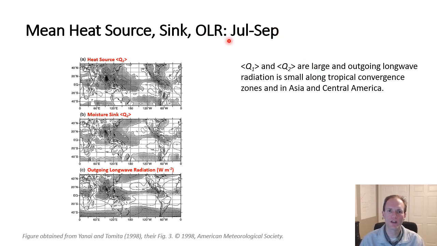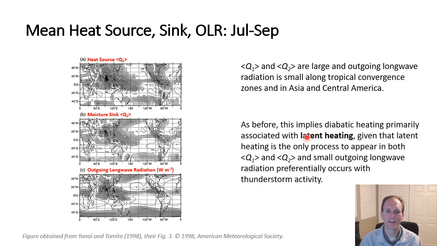Likewise, if we go to northern hemisphere summer, July through September, we see again with the Indian or Asian monsoon, very high values of Q1 extending out into the intertropical convergence zone of the western North Pacific. Same across Central America and into the northern portions of South America, and to lesser extent over Western Africa. The moisture sink is relatively high in these locations as well, and outgoing long-wave radiation is also relatively low in these locations. Again, strongly implying that latent heating is the primary diabatic heating process driving or characterized by these diagrams.